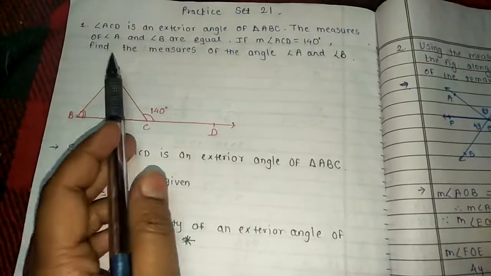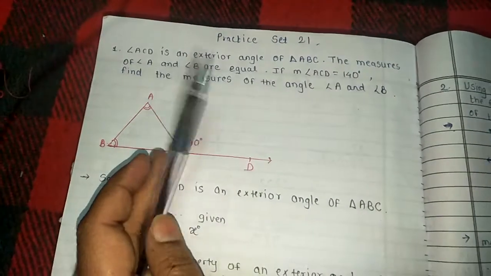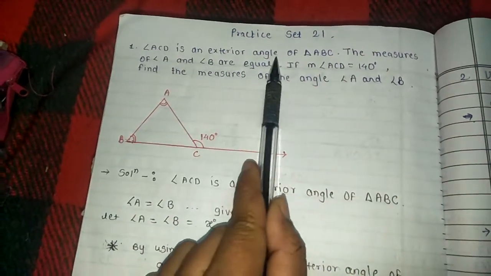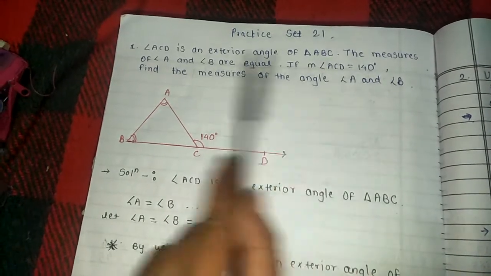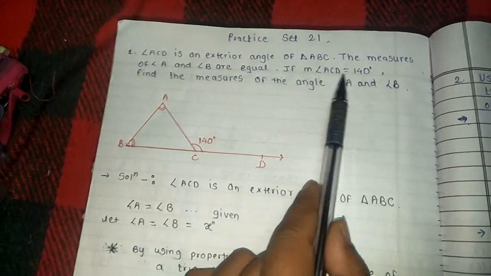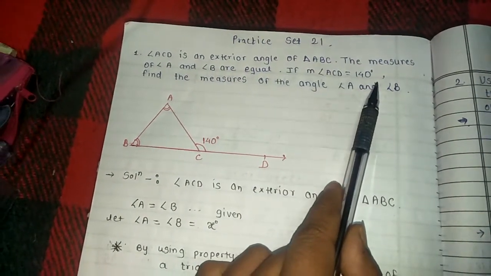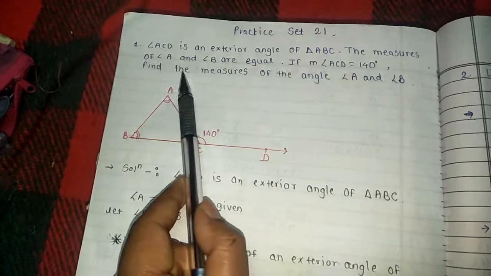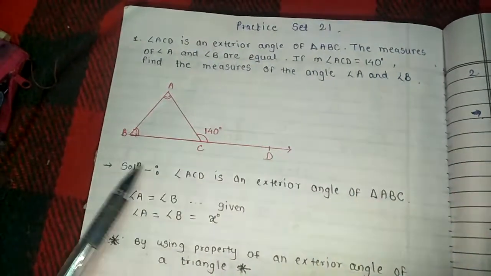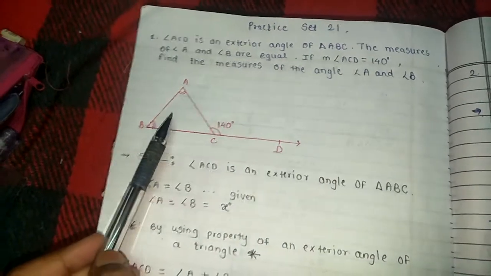Now see here, the first example from practice set 21. What they are saying: the angle ACD is an exterior angle of a triangle ABC. The measures of angle A and angle B are equal. If the measure of angle ACD is 140 degrees, find the measures of angle A and angle B. This diagram is given in your textbook below the question.